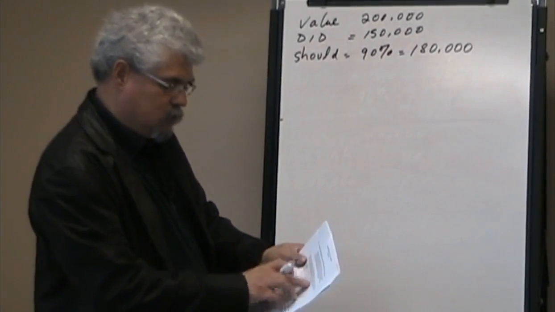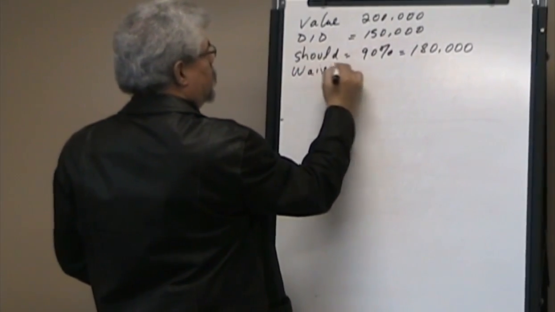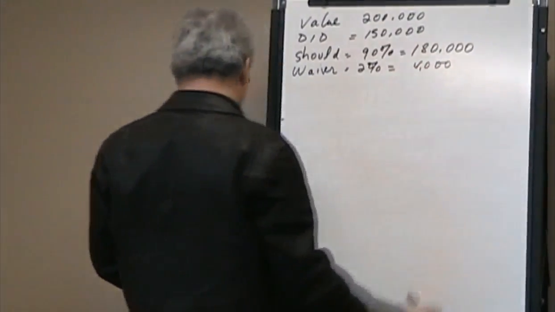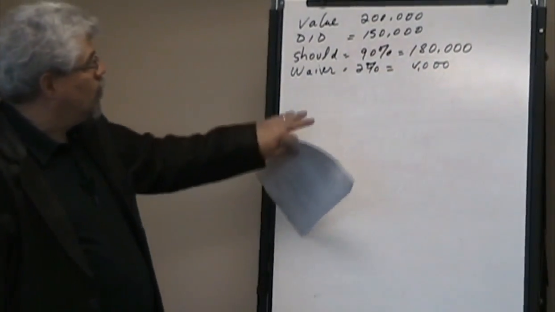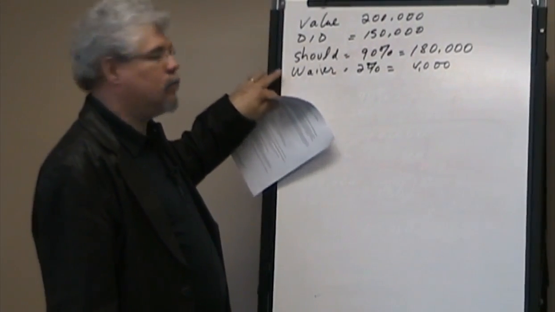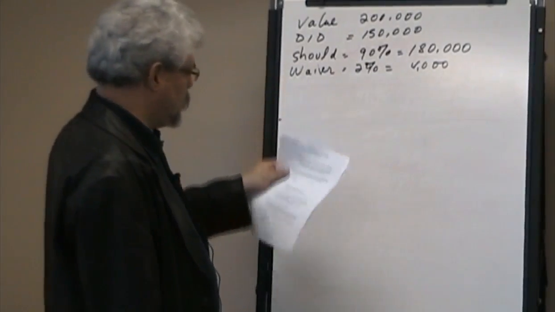And a 2% waiver of co-insurance. So I do have a waiver on this one. 2%. That's $4,000 again. Now, you will not always have a waiver on the question in the exam. So don't look for it. If it's not there, don't worry about it. In this case, we have one, so we write it down.